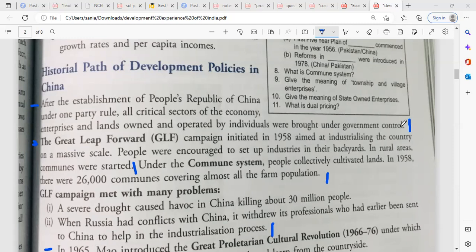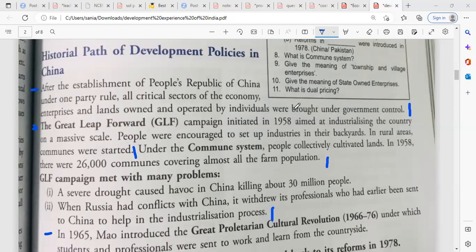And second, the Great Leap Forward (GLF) campaign initiated in 1958 aimed at industrializing the country on a massive scale. People were encouraged to set up industries in their backyard. In the rural areas, communes were set up. Okay, under the commune. So you will write till here.